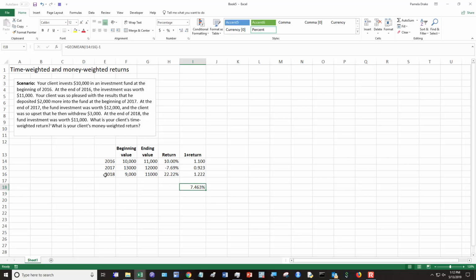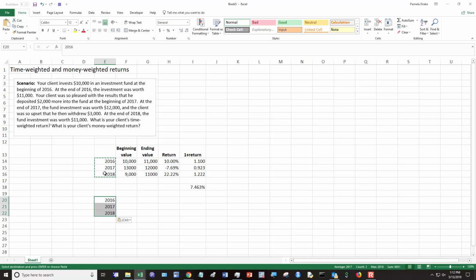The next thing we do is calculate the money-weighted return. Now the money-weighted return deals with the cash flows. So we have to think, what are the cash flows involved here? Minus 10,000 is the first cash flow. Now, they deposited $2,000 more, so we have another $2,000 investment. And let me back this up a little bit. I'm going to use 2015 to represent the ending value there. Apologies.